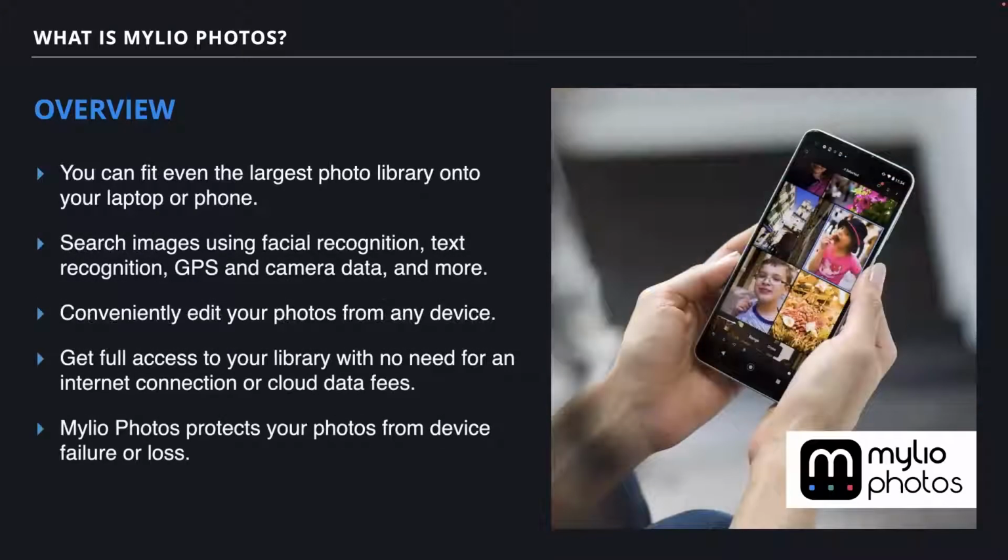The way we do this is by having you install the software on every single device that you have. We can fit very large libraries even onto a smaller laptop or phone. It has sophisticated image search, facial recognition, GPS, and more, a lot of really powerful search features to help you find images when you need them. Because if you can't find what you need, is it really even there? You want to be able to get to your photos when you're looking for them.